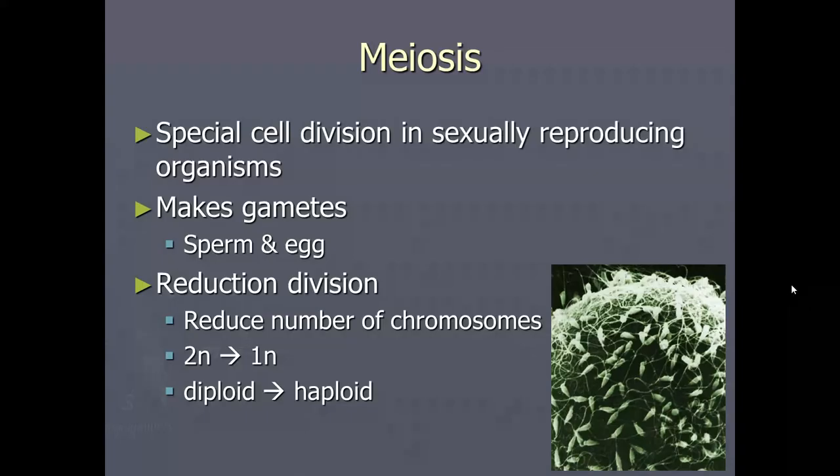The main portion of the idea of meiosis is right here: to reduce the number of chromosomes by half, the 2n number to the n number. A diploid cell, which has the full number of chromosomes, to a haploid cell.